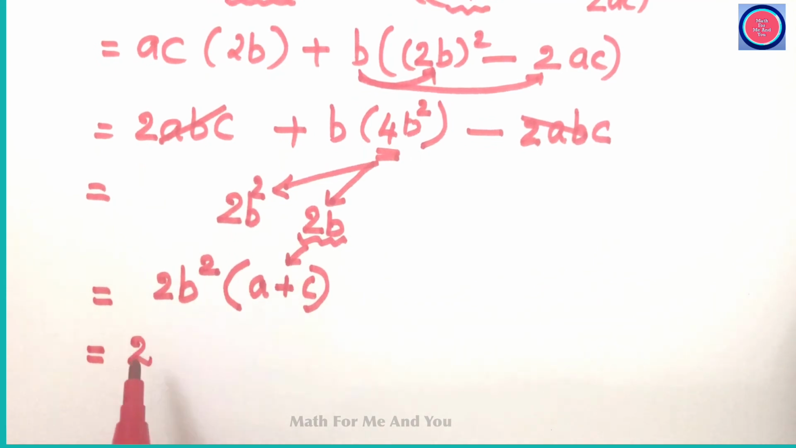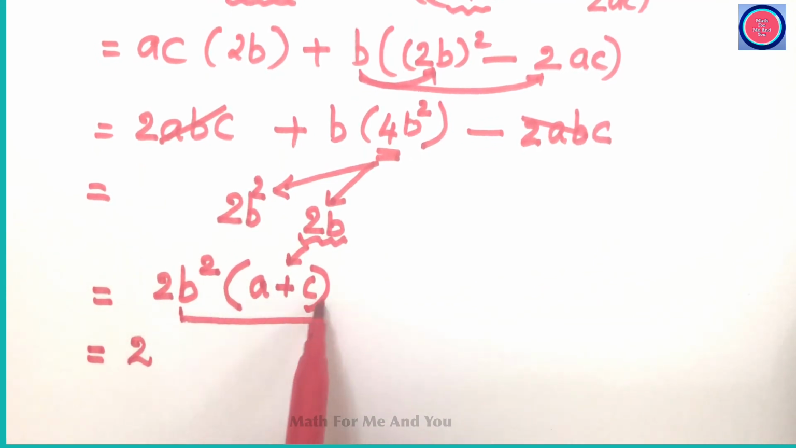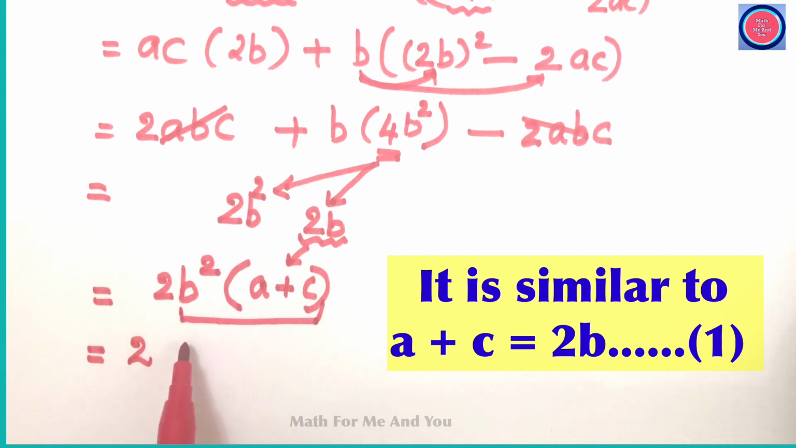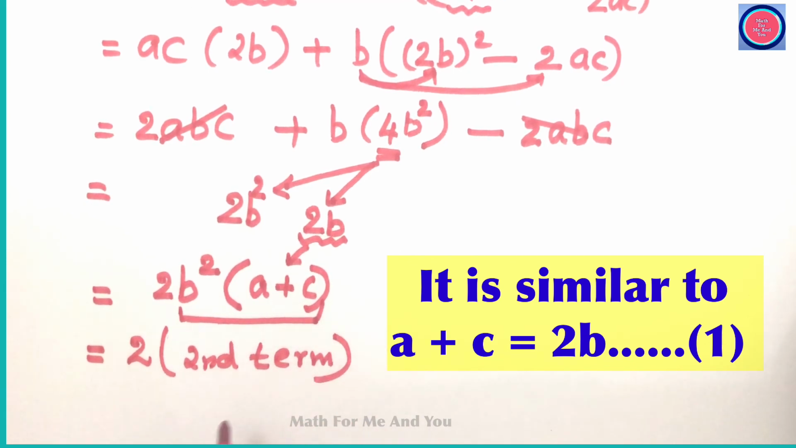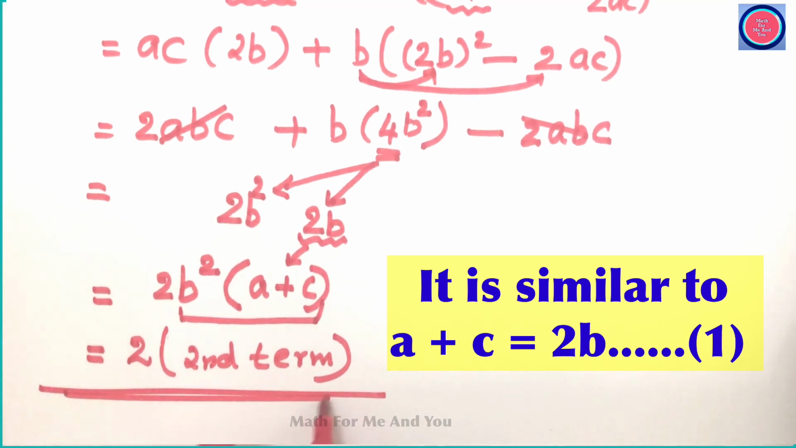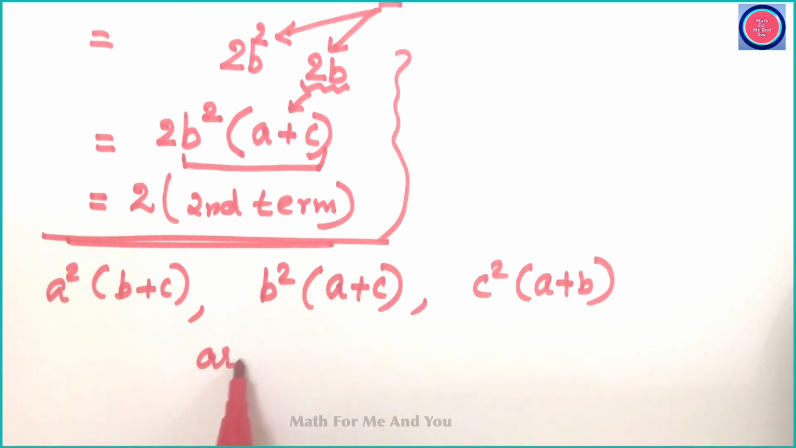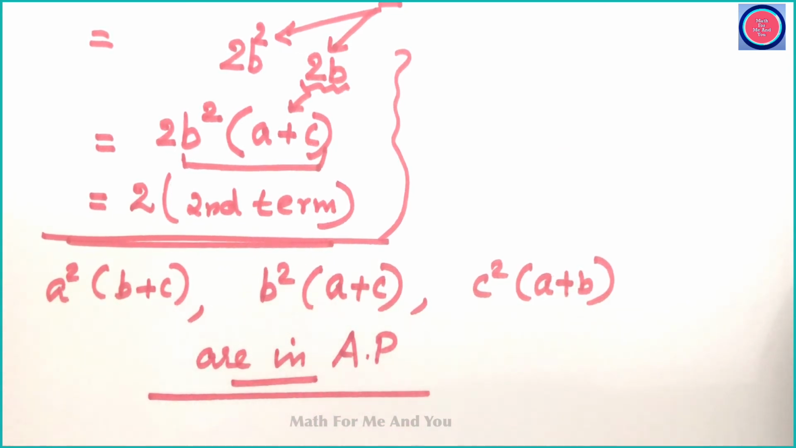So now the result we are getting is 2 times the second term. We started with the first term plus third term and now we are getting the result 2 times the second term. We know that if 3 terms are in AP, first term plus third term is equal to 2 times the second term, and we are getting the result. So we could say the given 3 terms a square times (b plus c), b square times (a plus c) and c square times (a plus b) are in AP.